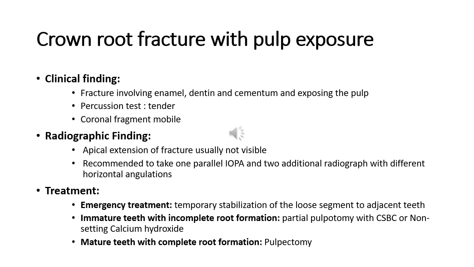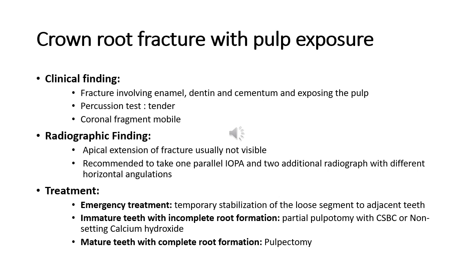Crown root fractures with pulp involvement are fractures involving enamel, dentin, cementum and exposing the pulp. The fracture line in these cases is usually single, but multiple fractures can be seen occasionally. The tooth is tender on percussion, and of course, because there is a crown root fracture, the coronal fragment is mobile. Radiographically, apical extension is usually not visible, and the radiographs recommended are periapical and occlusal. The treatment of such cases depends on the pulpal diagnosis. If the pulpal diagnosis is irreversible pulpitis, then endodontic therapy is recommended.